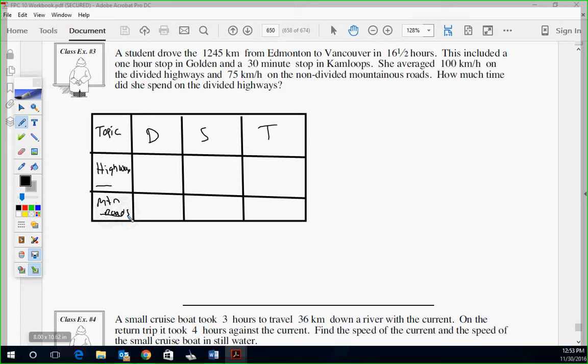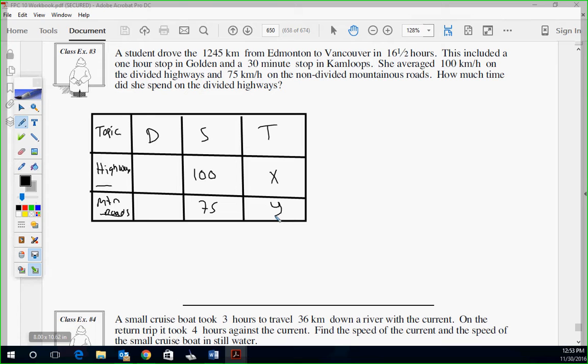We're comparing highway and mountain roads. So we know that her distance is 1245, but let's go for speed first. How fast was she going? 100K. And then she was going 75. How much time did she spend on the divided highways? That's what we're trying to figure out. That's like our variables.